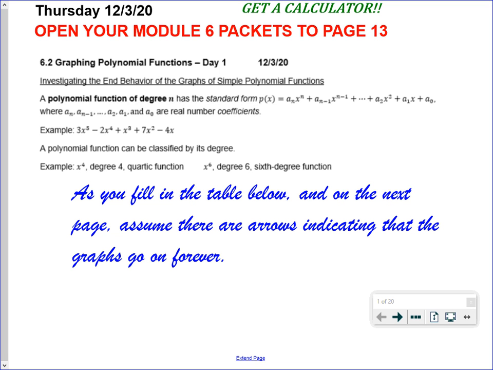How's it going, guys? Today we're going to be going over module 6.2, day 1, graphing polynomial functions. And we're first going to go over investigating the end behaviors of graphs of simple polynomial functions.